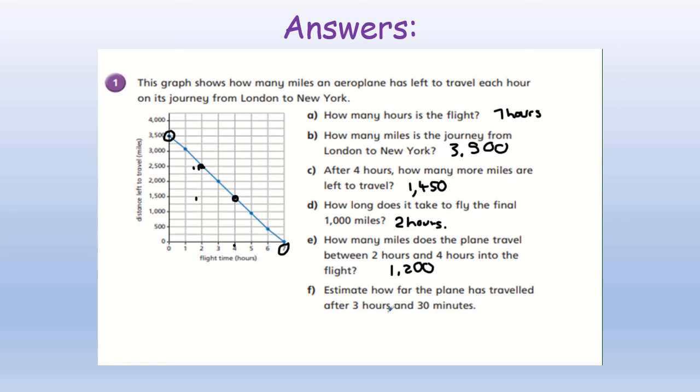And an estimate how far the plane has travelled after 3 hours and 30 minutes would be halfway between 3 and 4, which is why it's an estimate, because it's not a plotted point. It gets us to around here, which is halfway between 1,500 and, sorry, 1,500 and 2,000, which makes me think it would be somewhere around 1,750, as that's about halfway between 1,500 and 2,000.